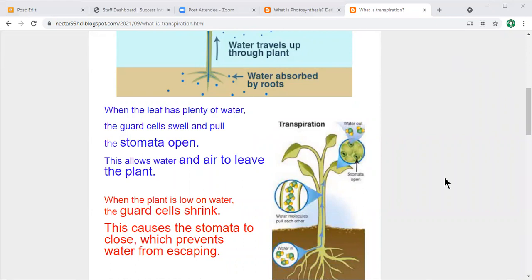Teacher, where is the stomata? Inside the plant, or where? Yes, inside the plant's leaves, under the leaf surface. I will show you.